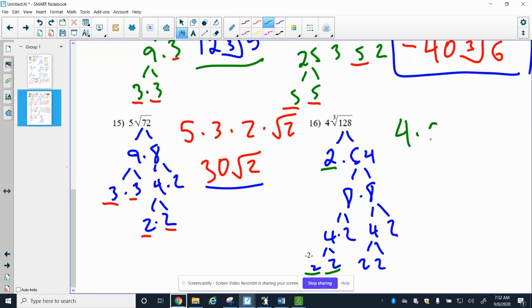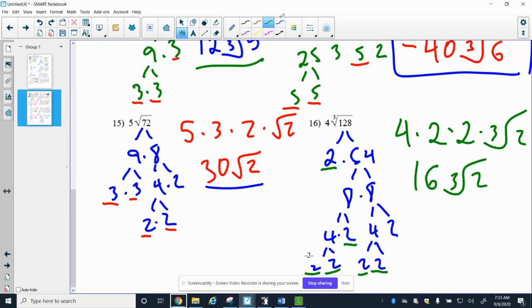4 times 2. And we keep going. 1, 2, 3. 2. We have 1 extra 2 at the end. Times root of 2. 4 times 2 times 2. 16 root 2. Your answer. Okay, that's our lesson on simplifying square roots and cube roots.